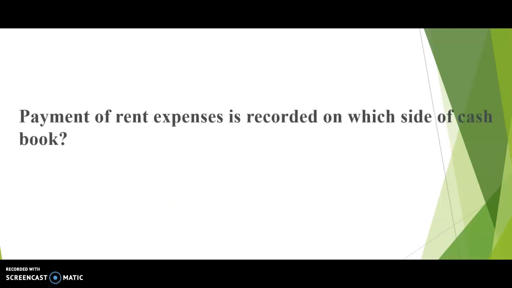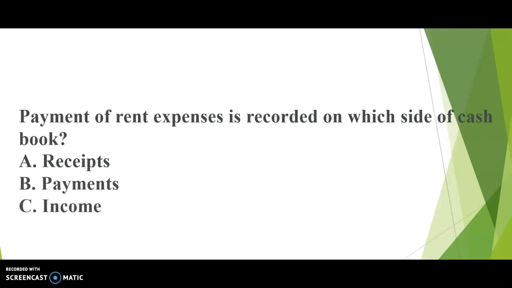Payment of rent expenses is recorded on which side of the cash book? A, receipt side; B, payment side; C, income side; D, expenses. This is the receipt and payment format for the cash book we are considering here. All payments, or the payment of rent or expenses, are recorded on the payment side of the cash book. So the correct option is B.